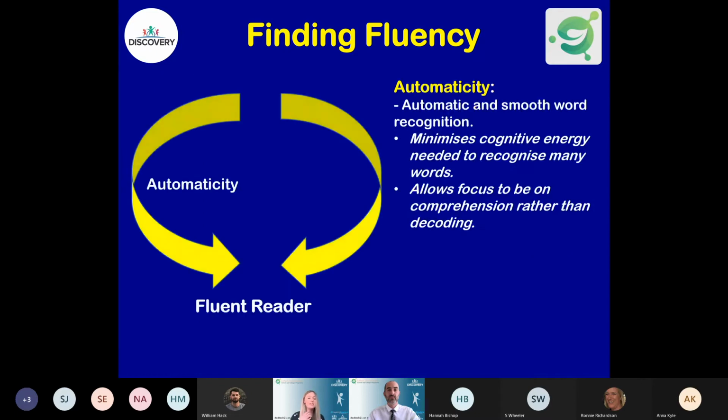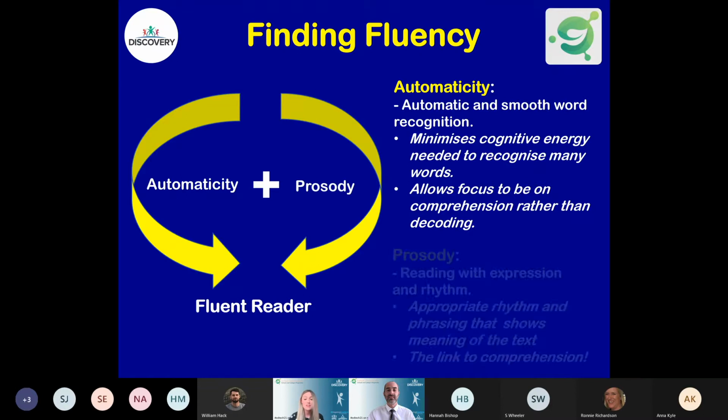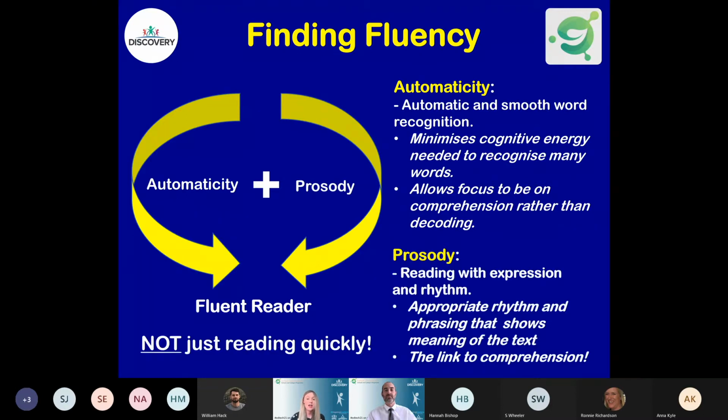So looking at what fluency is, it is automaticity. So being able to read the words automatically and smoothly, recognising those words. So it minimises their cognitive energy and also allows the focus to be on comprehension rather than the decoding. But also prosody, which is reading with expression and rhythm, looking at the intonation and the tone and reading to the punctuation. The appropriate rhythm and phrasing shows the meaning of the text. And it's not just reading quickly. A lot of people think that reading fluently just means reading a text quickly, but it's not. It's using that automaticity and the prosody as well.